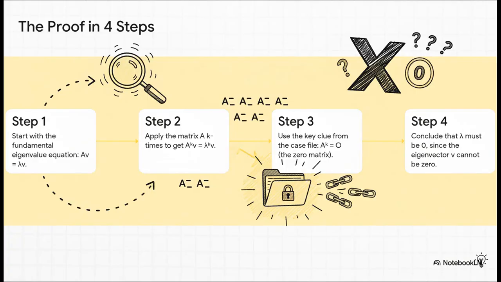See, by just following this trail of logic, we've basically cornered our suspect. We start with the most basic definition there is, the eigenvalue equation. Then we just keep applying the matrix over and over to its eigenvector v. And that's when we drop our key piece of evidence. We know that A to the power of k is 0. The whole equation just collapses. And since that eigenvector v can't be 0 by definition, the only thing left, the only possibility, is that lambda, our eigenvalue, has to be 0.